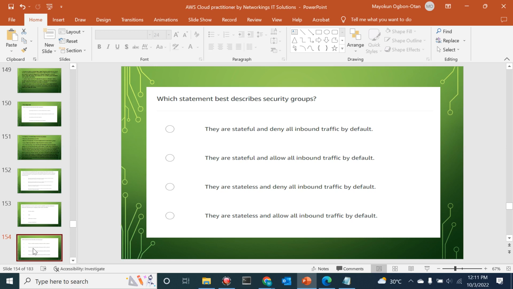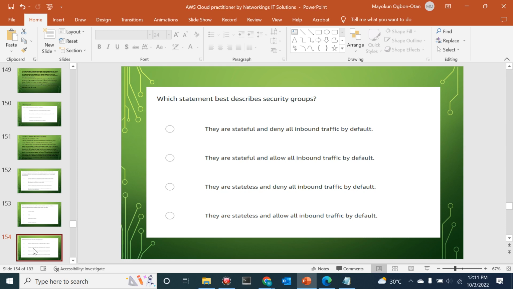Okay. Next question, Miss Regina should answer this for us. Which statement best describes security groups? We discussed this yesterday. Security groups, network ACLs. I know they are stateful. Okay, you know they are stateful.